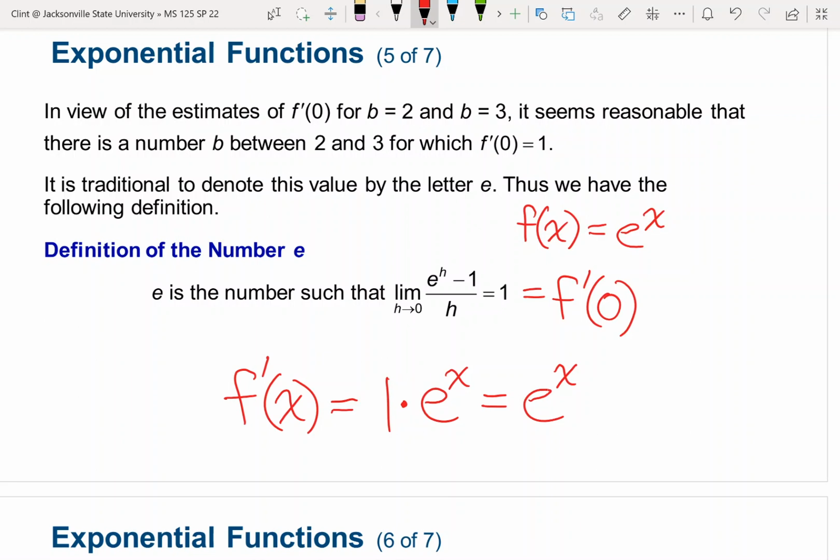So in words, this thing says it more technically. It says you can define e such that it's the number that the limit as h approaches 0 of e to the h minus 1 over h equals 1. Okay, that's great, nice and technical. We can use that. But in words, another way of defining e is a number such that if you raise it to the x power, it's its own derivative. E to the x prime, the derivative of e to the x, is e to the x.